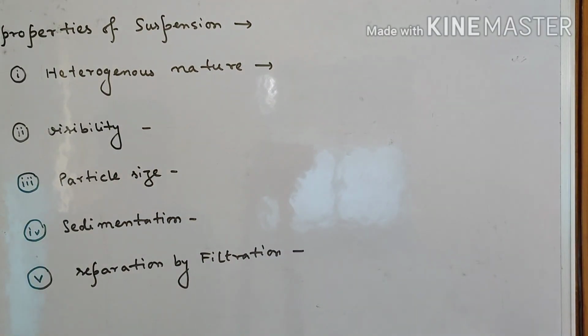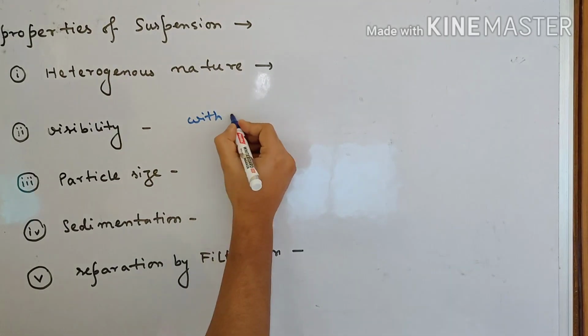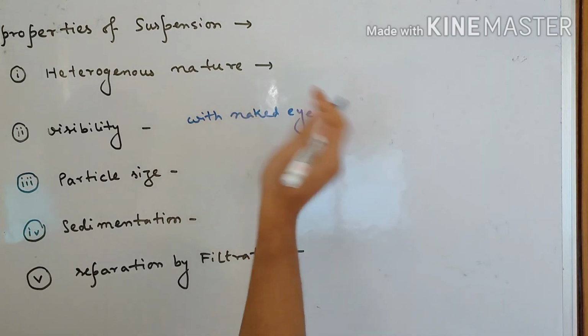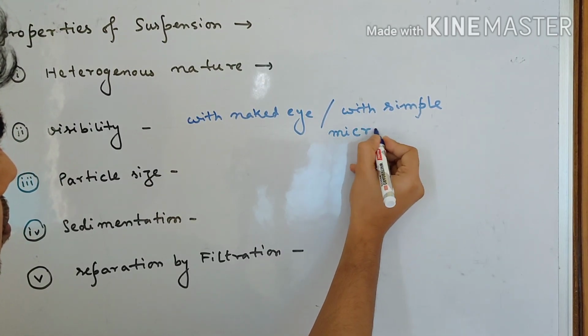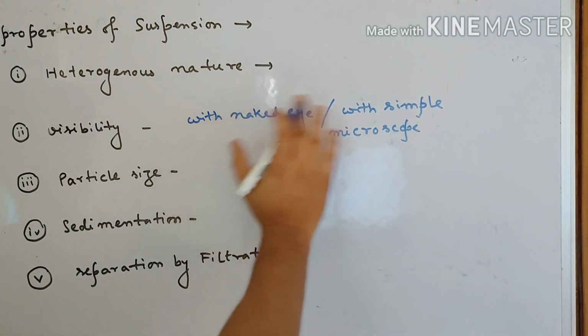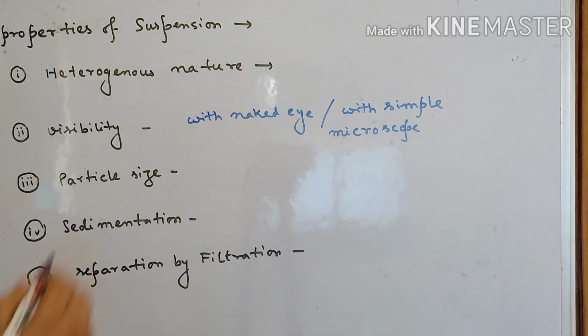Okay, so let us talk about this one by one. First of all, heterogeneous nature. You know what heterogeneous means? It means the chemical or physical properties are not the same throughout. So obviously suspension is a heterogeneous system. Now visibility. We have seen that in a homogeneous solution, you just cannot see the solute and the solvent separately. But the particles present in a suspension you can see with the naked eye, or if that is not possible, then definitely with a simple microscope. So particles are visible.